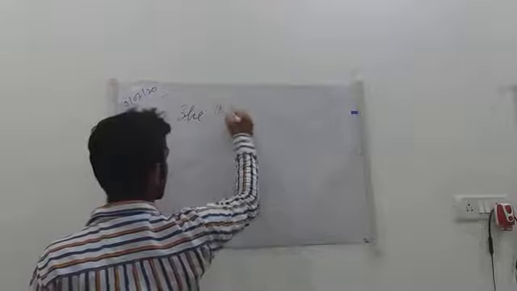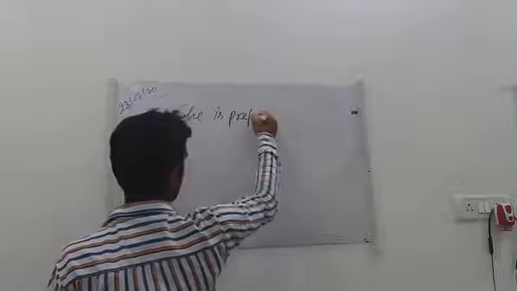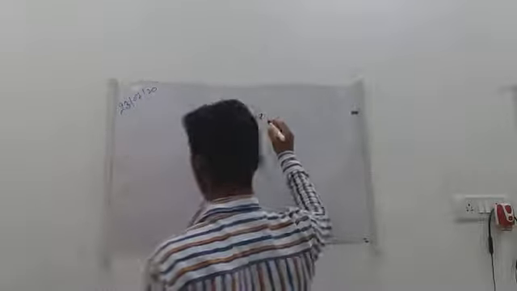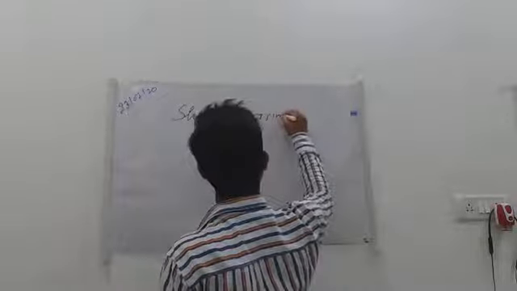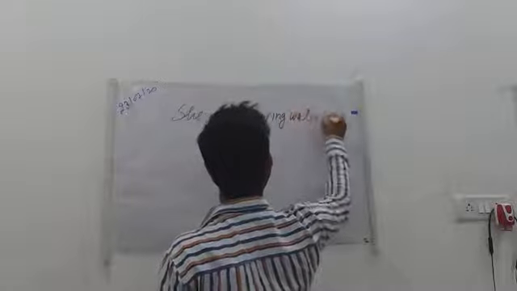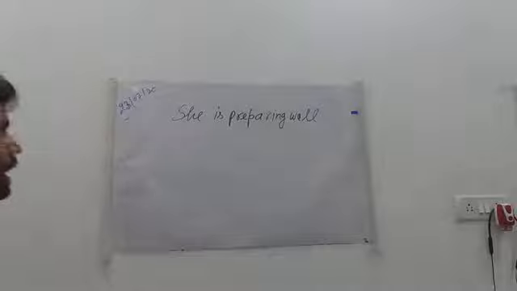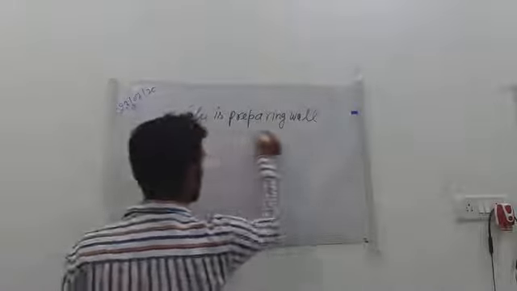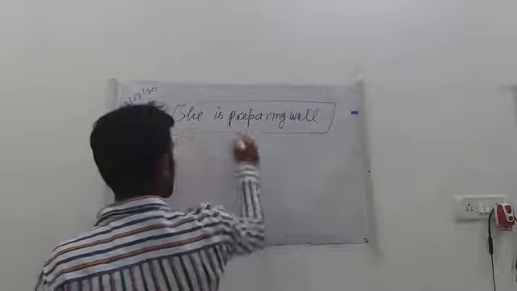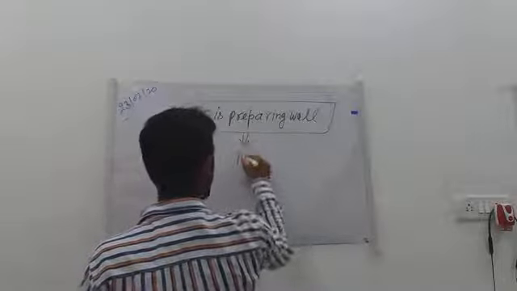For example, she is preparing well. This is a statement. A kind of sentence is written here, and we can notice that this sentence is positive.